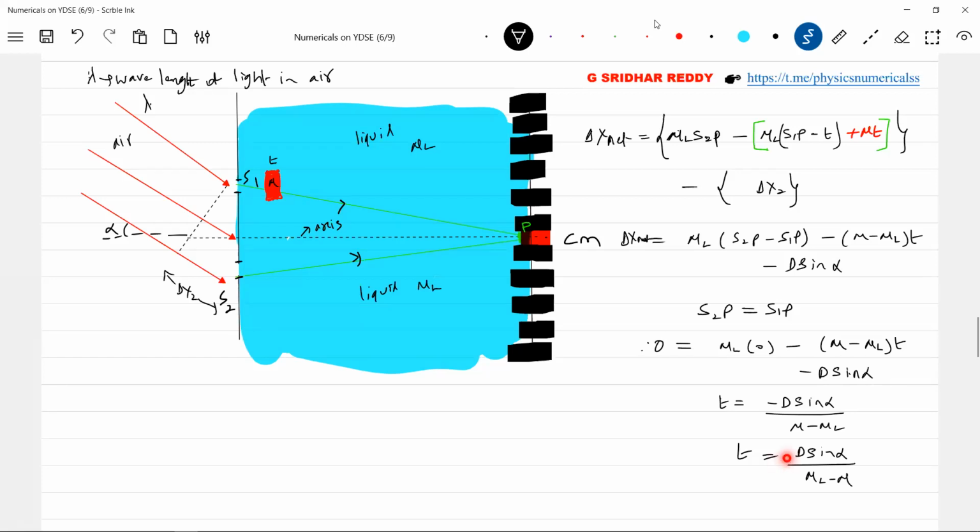Okay, fine. So these are some ways of writing the equations: the beam of light illuminates the slit at an angle alpha with the axis. Then I fill some liquid between the slit and screen. What should be the thickness of the slab and where should I place it so that the central maxima is here? Now let me ask a question. I want the central maxima exactly opposite to slit S1.